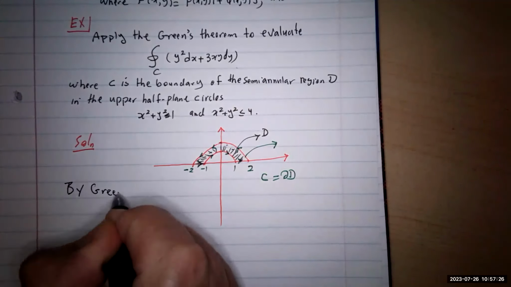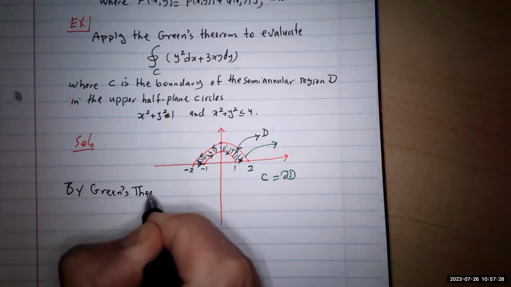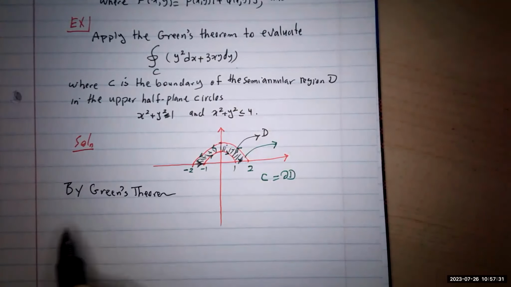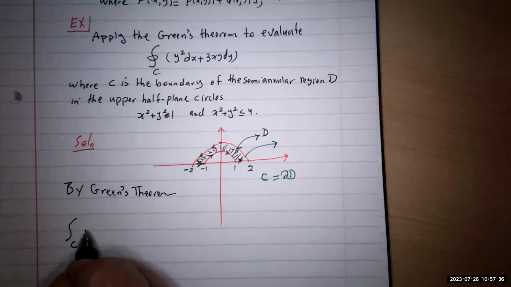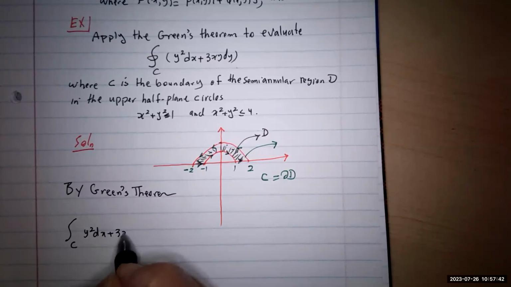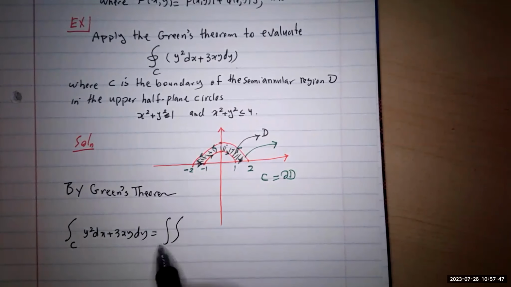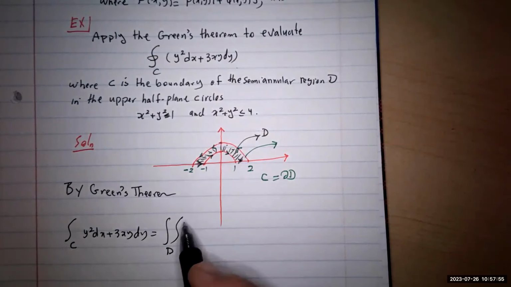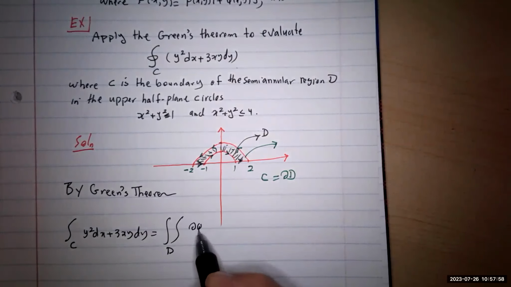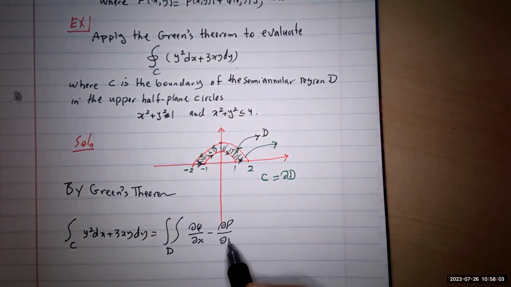Okay, that's it. So by Green's theorem, this is what we're going to have. The integral in question is ∮ y² dx + 3xy dy. This integral is now going to be changed to the double integral on the domain D, the area in between those two circles, of ∂Q/∂x minus ∂P/∂y.